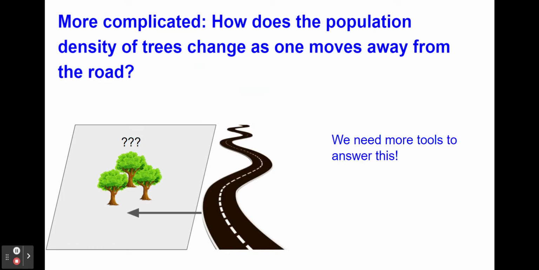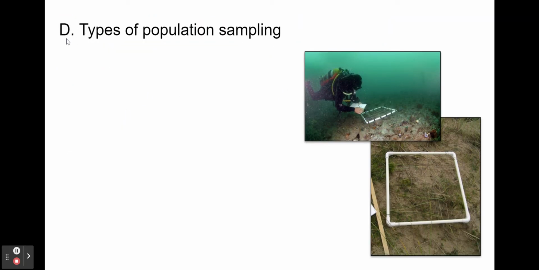Here's a more complicated question that we don't have the tools to answer yet, but you will. How does the population density of trees change as one moves away from the road? As our habitat changes, how does our population density change? And you'll get some tools to answer this momentarily. We're ready for our next section.